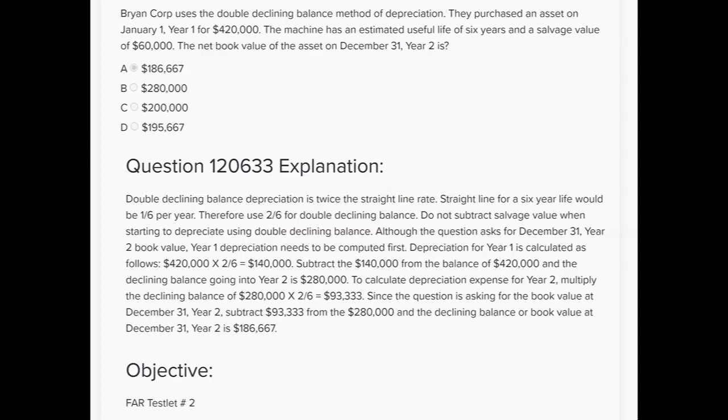And that's 93,333. And that's not the answer because they don't want depreciation expense for year 2. They want the book value at the end of year 2. So you'd have to subtract 93,333 from 280,000 and your book value is 186,667.